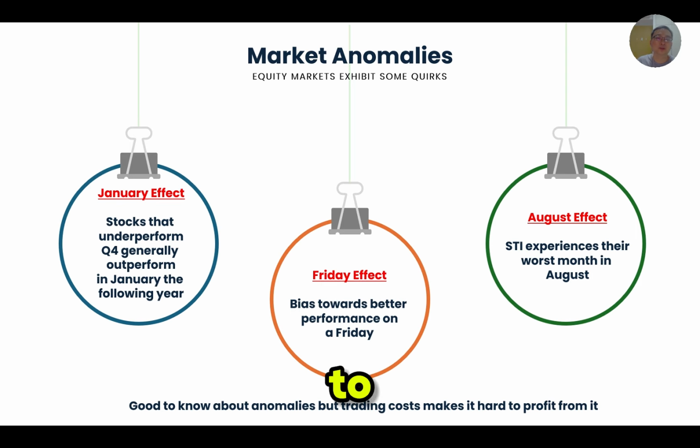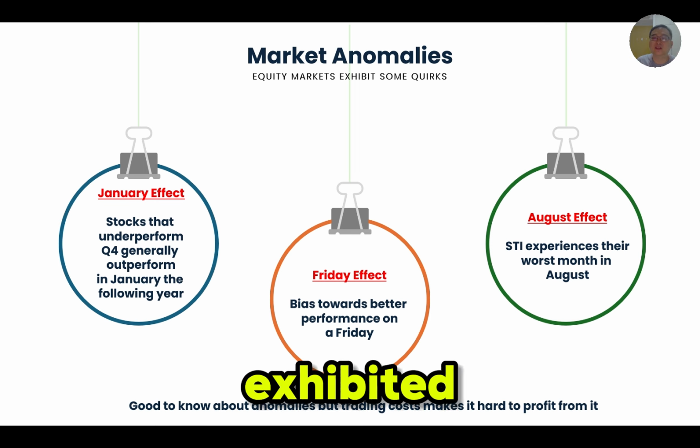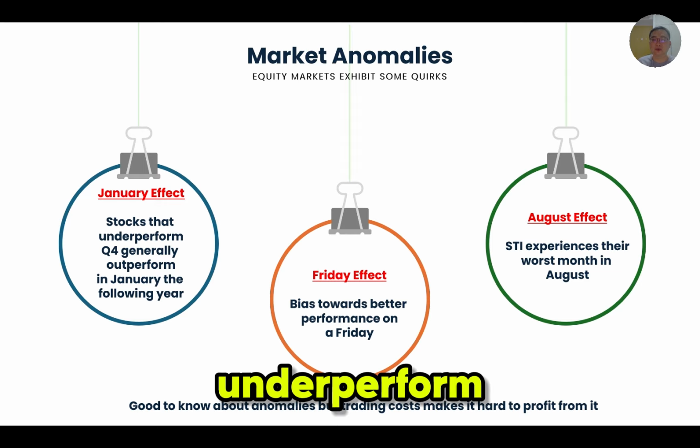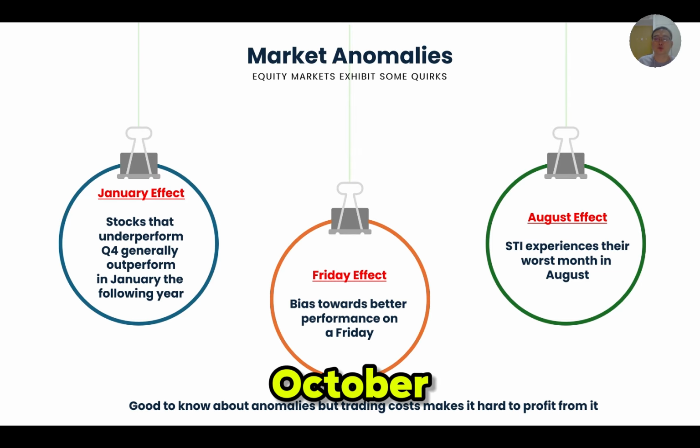We'll talk about the 3 important market anomalies exhibited by the STI. The first is the January effect. I know we're now in January 2026 and you're experiencing it right now. Stocks that underperform in the last quarter, from October to December, will begin to outperform in January.